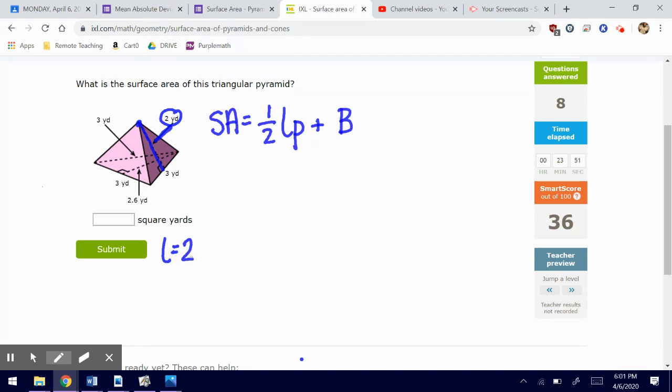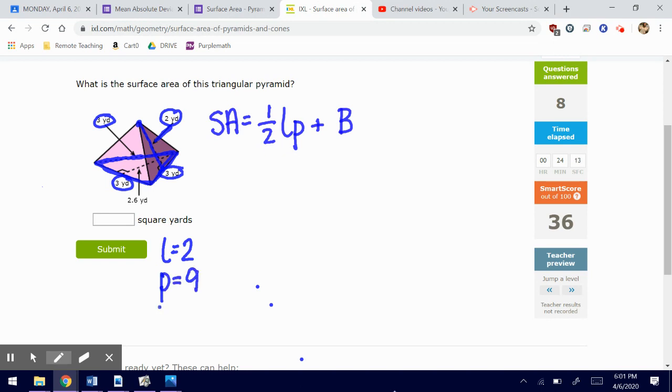Okay, my perimeter is going to be of the base. Well, this base is a triangle, so I'm going to add 3 plus 3 plus 3. I just added all 3 of the sides. 3 plus 3 plus 3 is 9. So my perimeter is going to be 9.